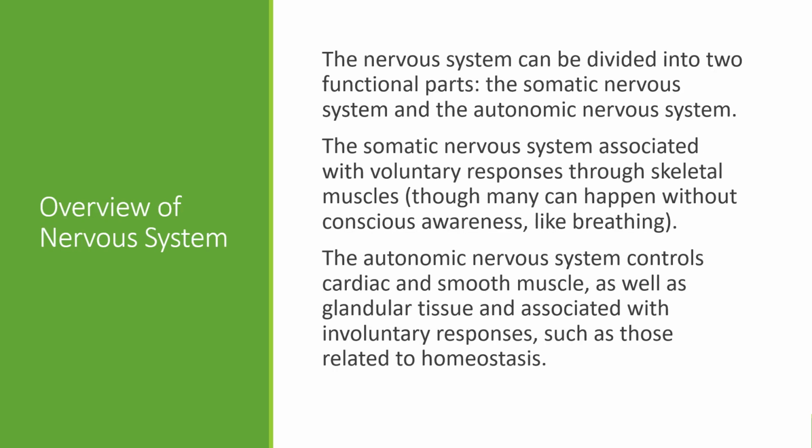So we've learned a lot about the nervous system. This last unit has had a lot of information on nervous system. And some of this is going to be review and some of this is going to be new. So we tie it all together here. So the nervous system can be divided into two functional parts. The somatic nervous system, which is what you did with muscles, and the autonomic nervous system, which is what we're going to be focusing on mostly in this lecture.